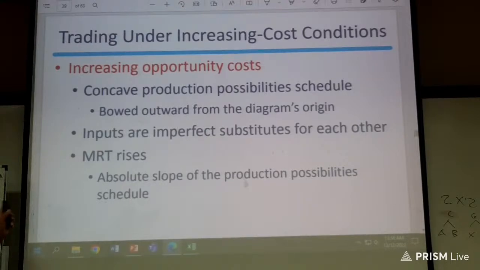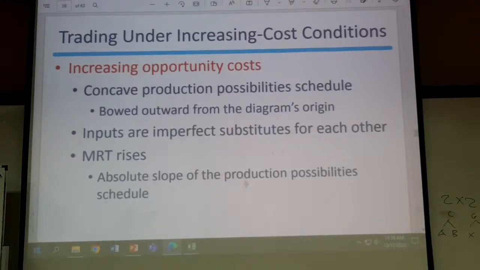Concave. Production possibilities frontier, concave, bowed outside. It's not a straight line, it's concave toward the outside. Inputs are imperfect substitutes for each other. K is suitable for factories, not suitable for farming. K, capital. Labor is suitable for farming, but not suitable for factories. So inputs are not perfect substitutes for each other.